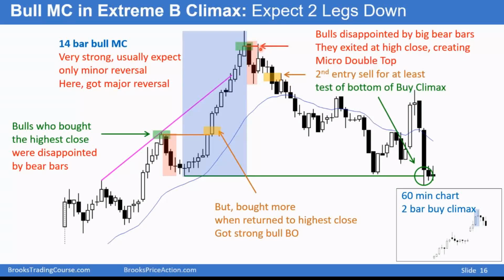Disappointed bulls exited. Micro double top, we have a bear inside bar, not closing on its low, but closing below the midpoint. Some bears sold below that bear bar, other bears would sell below here, looking for a test all the way down to the bottom of the buy climax.